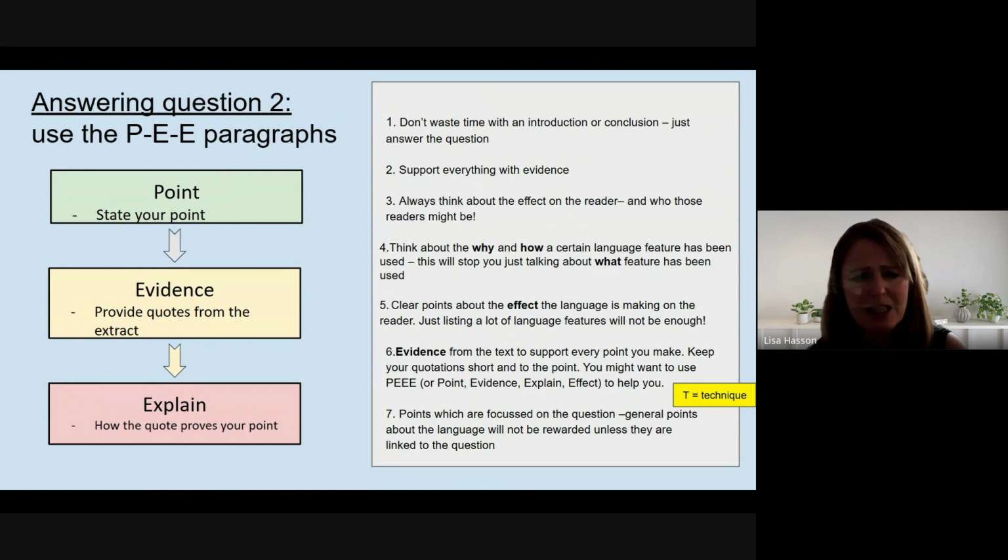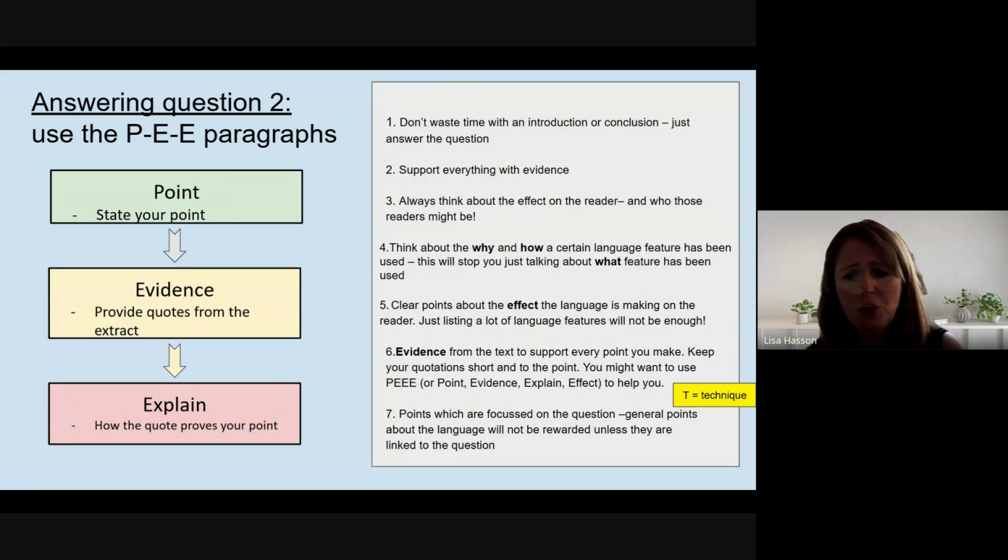So the T standing for the technique. Whilst I've talked a lot about how important it is to analyze the language and talk about why the writers use that particular idea, do name the technique as well to get those maximum marks. It's not the most important thing, but it's got to be there.